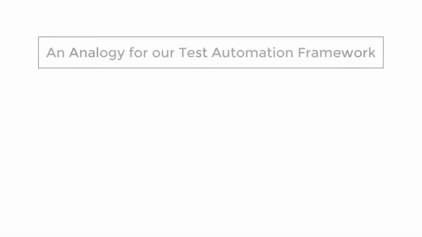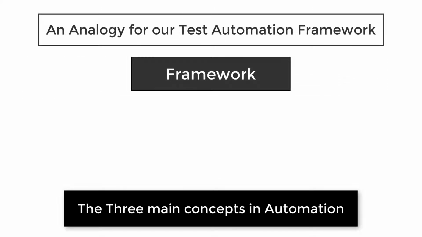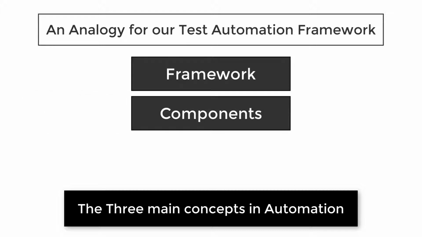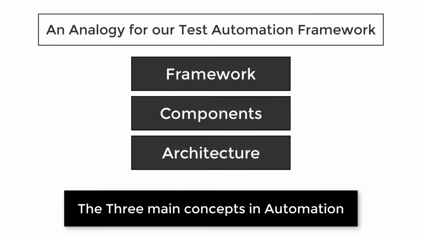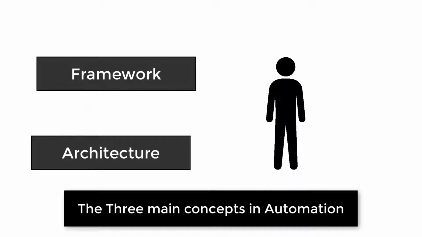Let's take a look at an analogy, clarify the concepts and see how they relate to each other. Remember, the three main concepts in automation we need to understand are: 1. Framework, 2. Components, 3. Architecture. We're going to use the human body as our analogy. Couldn't be more removed from writing code, but I guarantee you'll understand the concepts by the end of this.